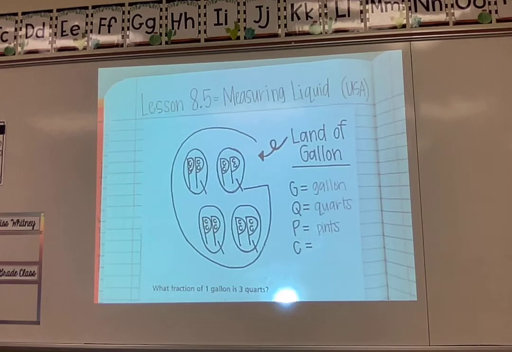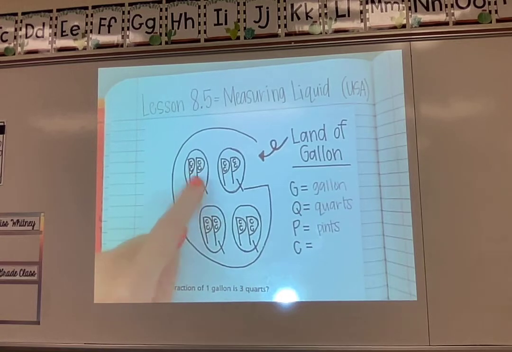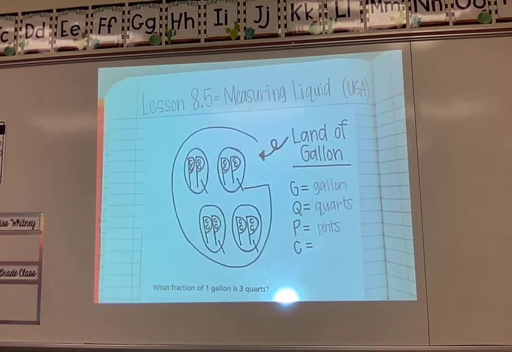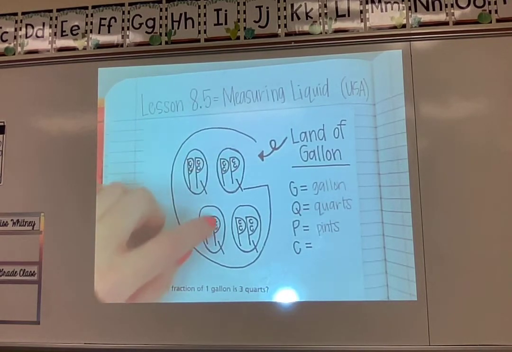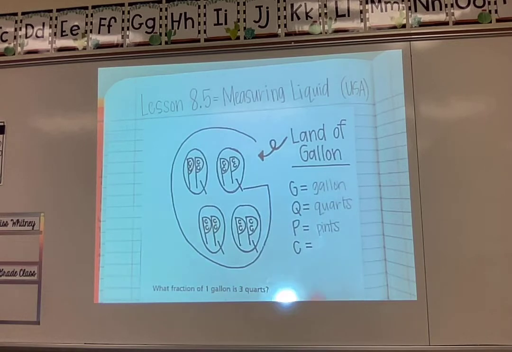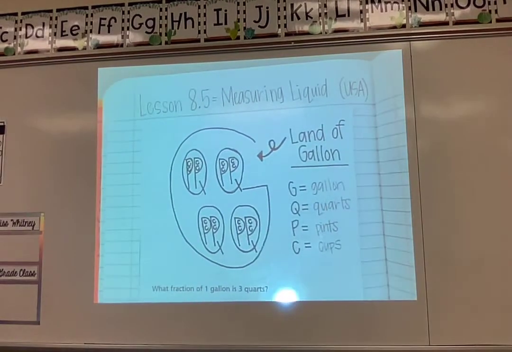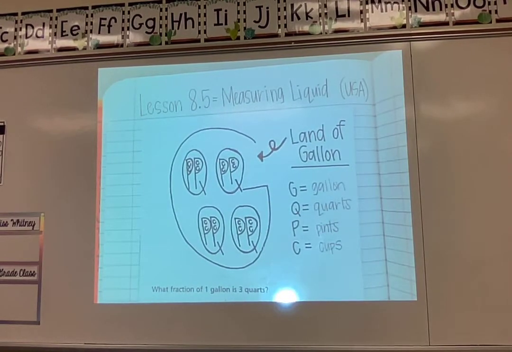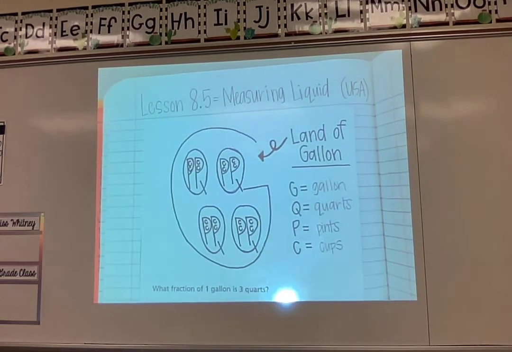All right, and then the story continues one more time. In the land of gallon, there are 4 queens. Each queen has a prince and a princess, and each prince and princess has 2 children. That's what all the little C's are for. The C stands for cups. So then I could ask you questions like, how many cups are in a pint? Well, I would look at 1 pint, and there are 2 cups in there. Or I could say, how many cups are in a quart? So I would look in the Q. There are 1, 2, 3, 4 cups in a quart.